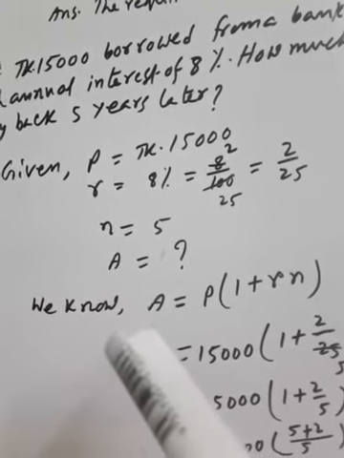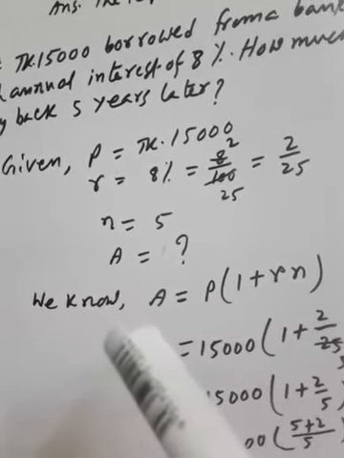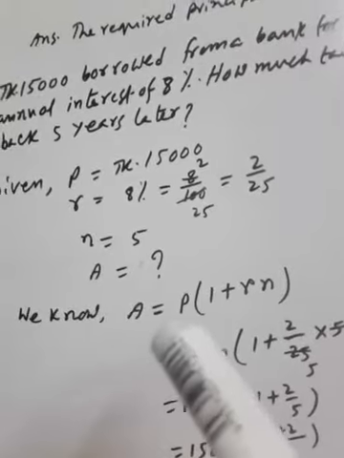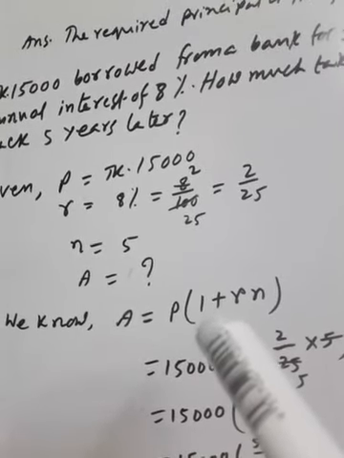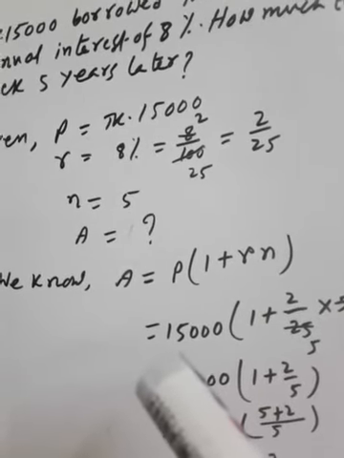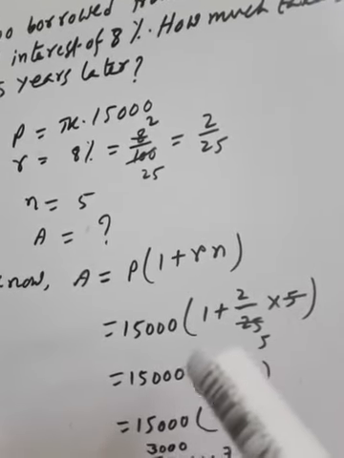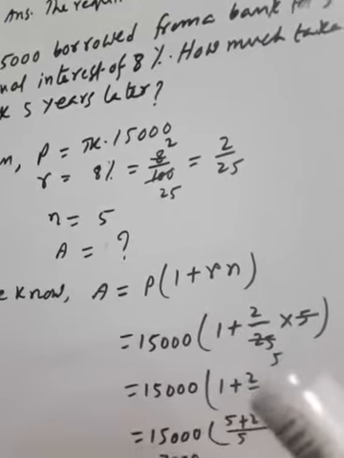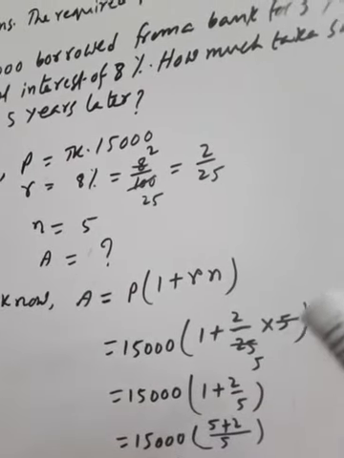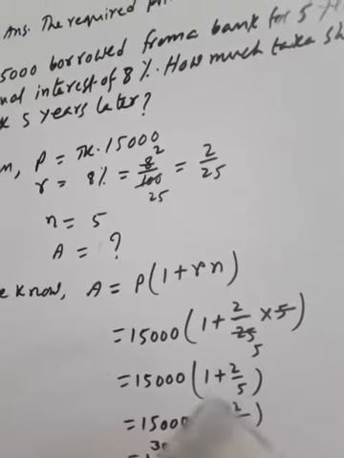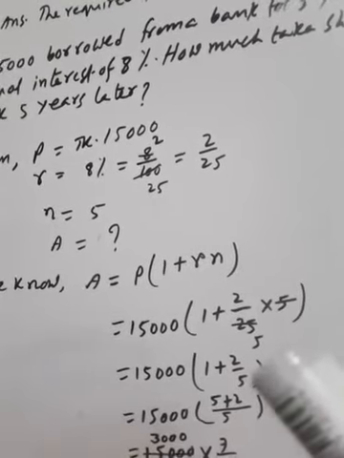Amount means principal plus interest. The formula of amount is P multiplied by within bracket 1 plus R multiplied by N. Given P equal to 15,000 within bracket 1 plus R, R equal to 2 by 25, and N equal to 5 years. 25 divided by 5, 5. Therefore 3000 multiplied by within bracket 1 plus 2 by 5.